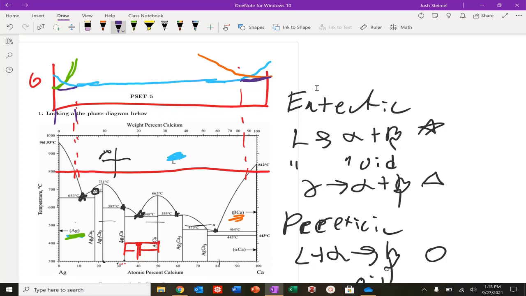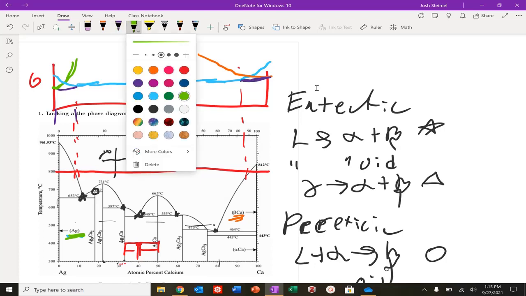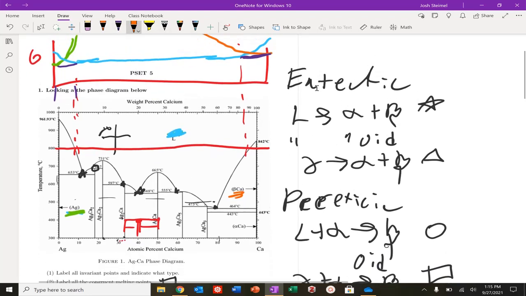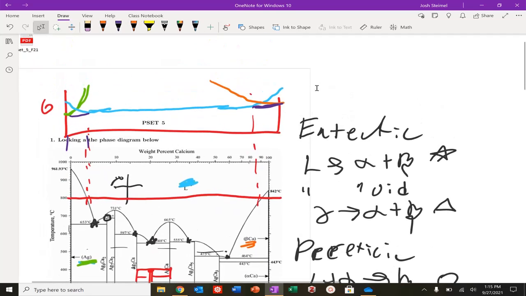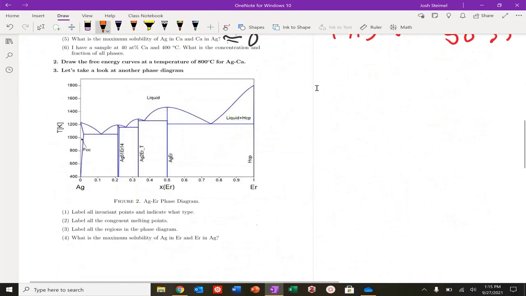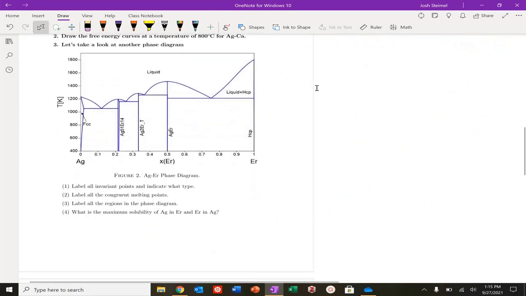So there we go. I guess you could play around and add these. That's cool. Again, first time playing with this. So those are my free energy curves. I have common tangents when I'm in a two-phase region because I know that my chemical potentials are equal to one another, in a liquid phase and a solid phase. Fantastic.